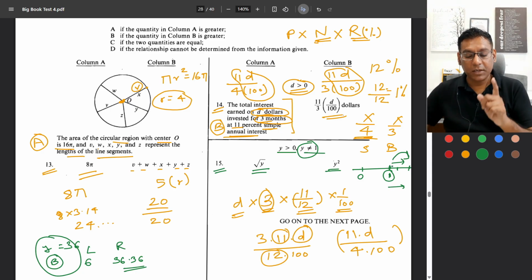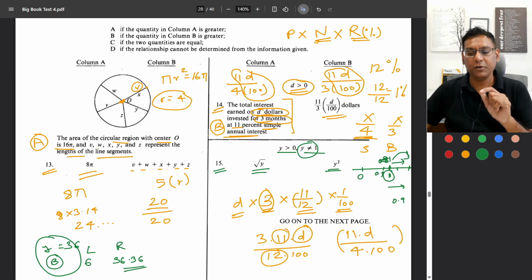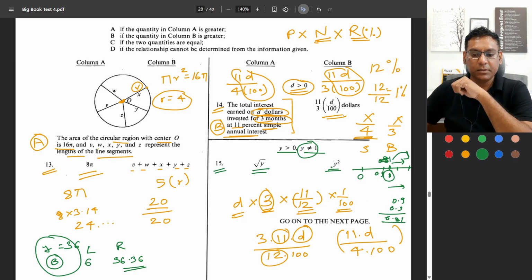But for numbers that are less than 1, let's take 0.9. The square is 0.9 into 0.9. What is 0.9 into 0.9? That is 0.81, correct? 9 times 9 is 81, and 1 decimal point plus 1 decimal point, 2 decimal points, 0.81. That number is less than 0.9. That's the logic here.